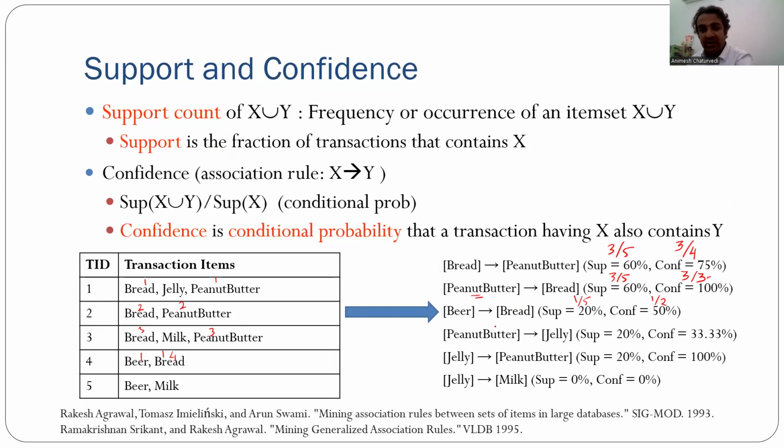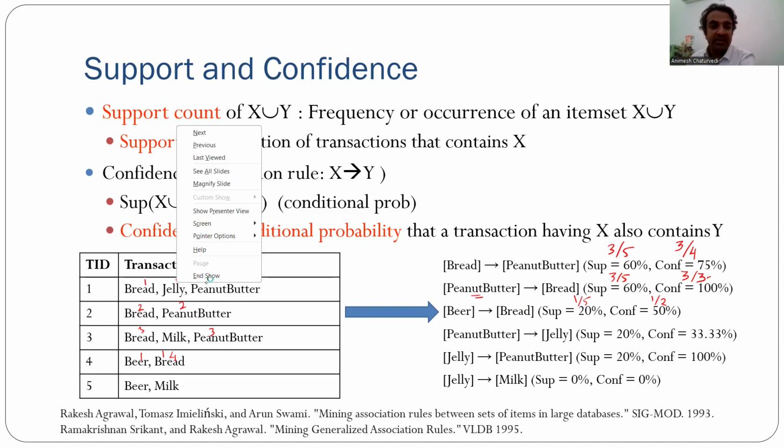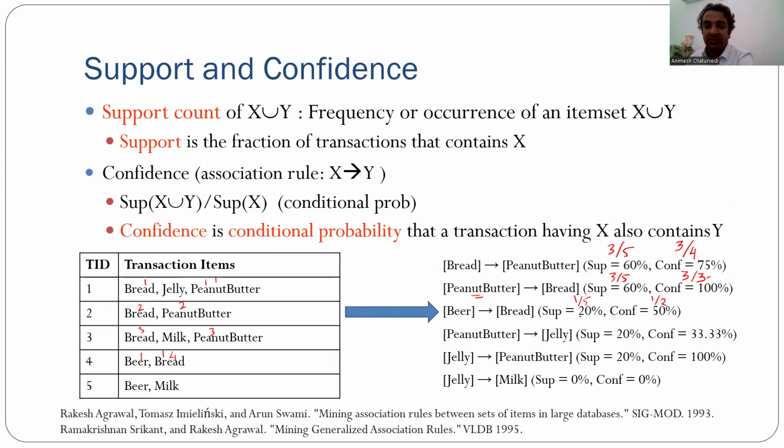Peanut butter and jelly, if you calculate, appears only one time, in the first transaction, so the support is just 1 by 5. The confidence is 1 by 3, since peanut butter is appearing three times, as we already calculated. For jelly and peanut butter, the support is again 1 by 5, but the confidence would be 1 by 1 because jelly is appearing only one time. And jelly and milk never appear together, so the support and confidence are 0.